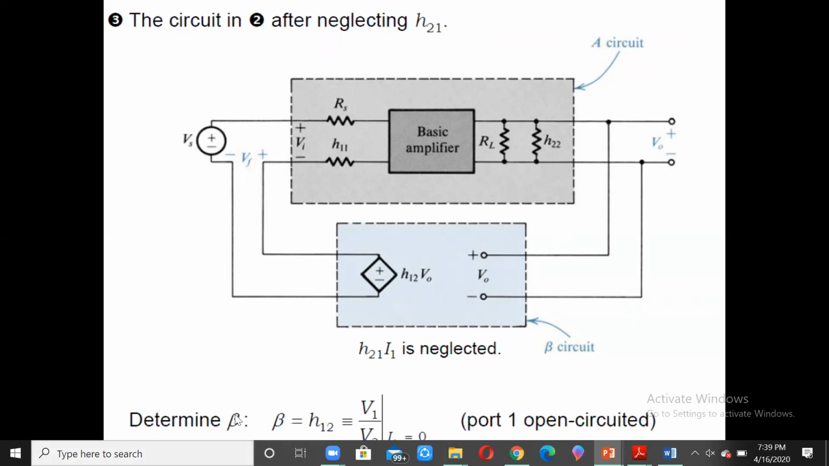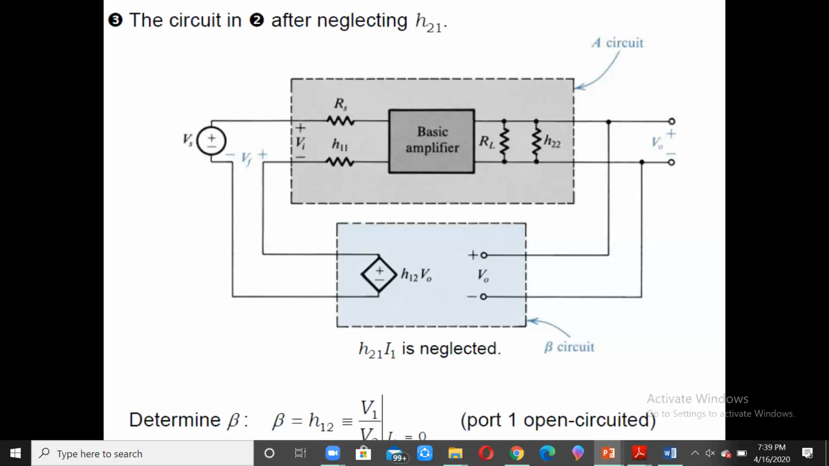So now we can determine the value of beta. Beta is H12, because VF is equal to beta V0, and in place of beta we have H12. So beta is equal to H12, which is equal to V1 by V2 at the value of the current being equal to 0.